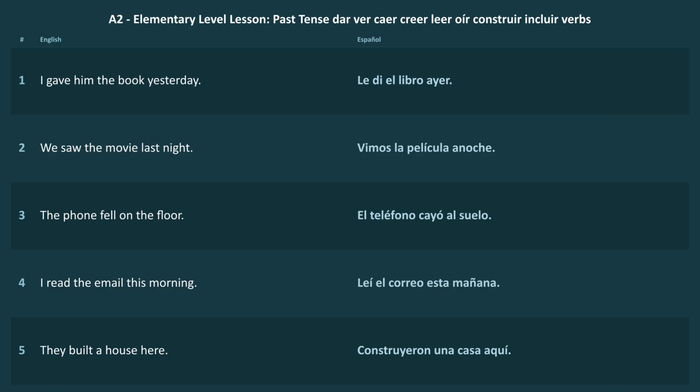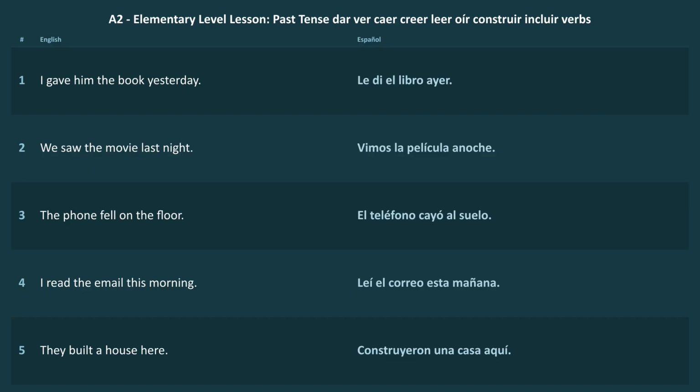Leí el correo esta mañana. Exactly. Leí el correo esta mañana. You could also say el email in some places, but el correo is a nice solid everyday option.